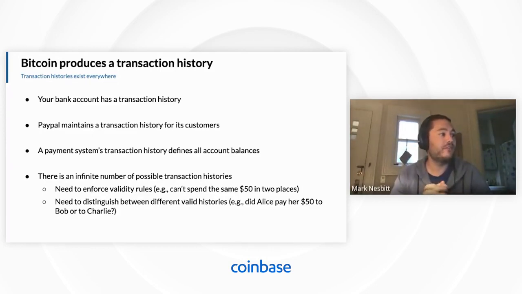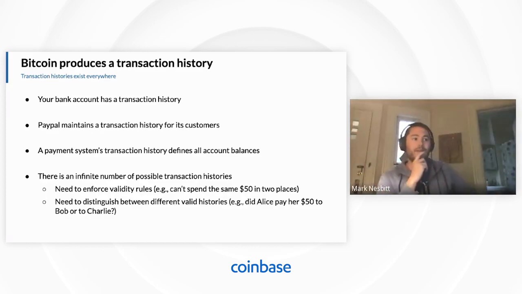A payment system's transaction history will define all of its account balances. So if we know some initial state, like maybe nobody has any funds, and then transactions occur that introduce funds into the system, or if we have an initial state where some people have funds, if we know the entire transaction history, we can determine everyone's balance.